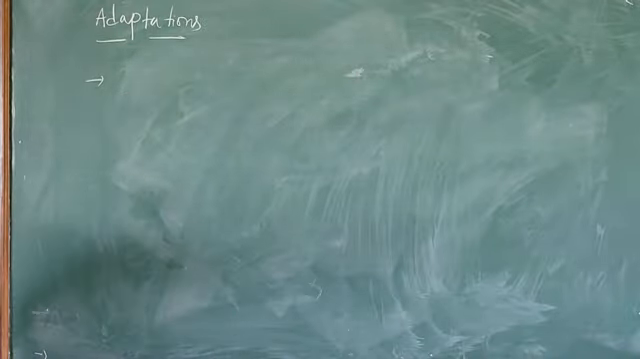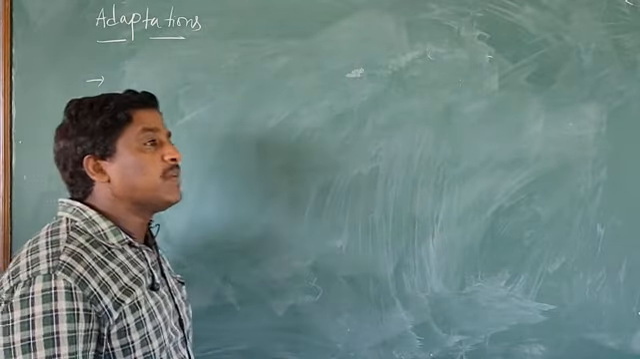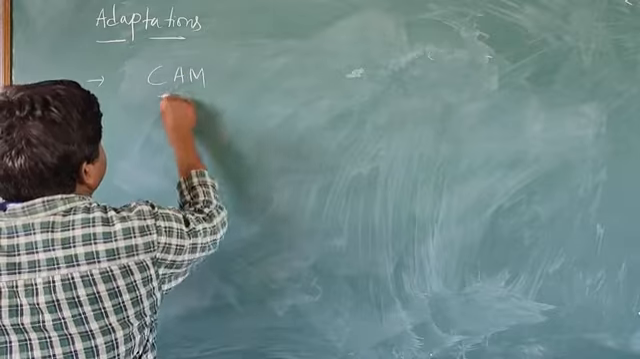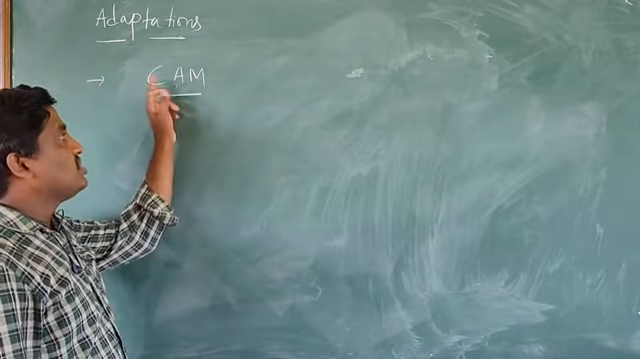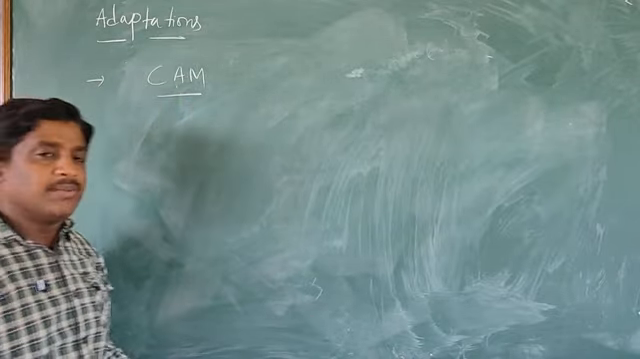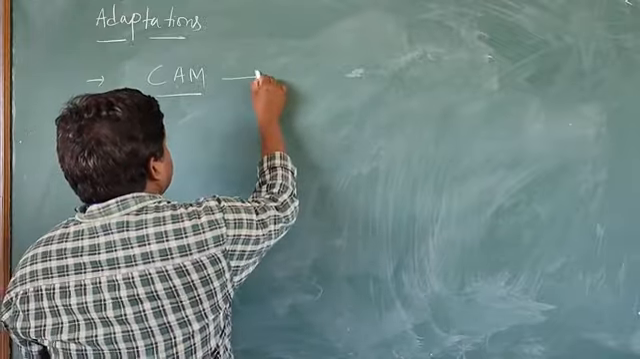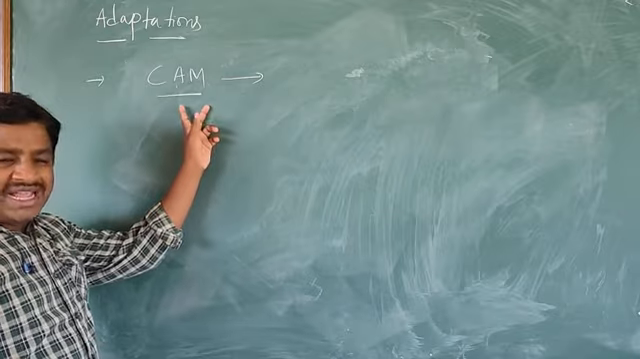Next, one more adaptation, a special photosynthetic pathway. You can see here CAM plants. CAM plants means Crassulacean Acid Metabolism plants. Example, cacti. Example, cactus. So a special photosynthetic pathway, the plants such as CAM plants.